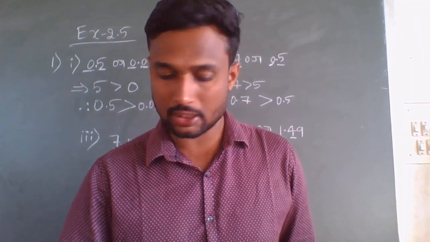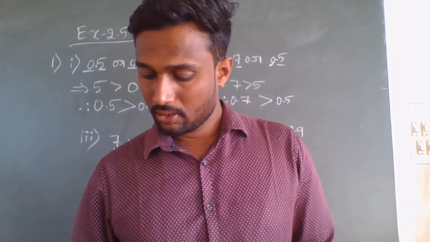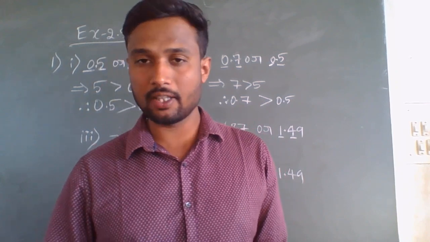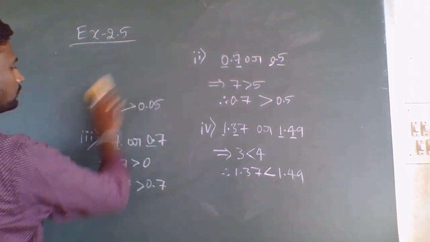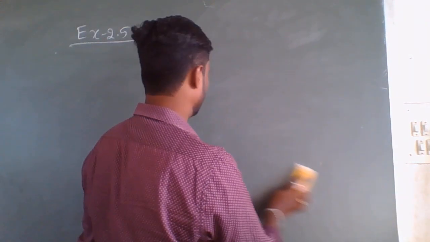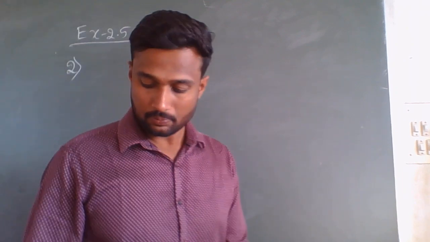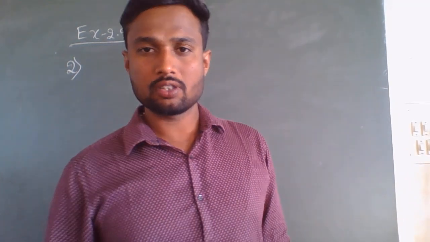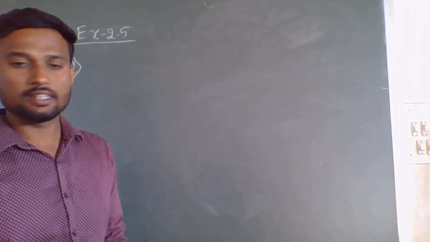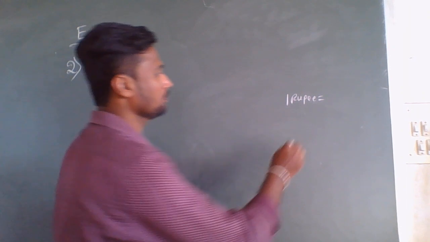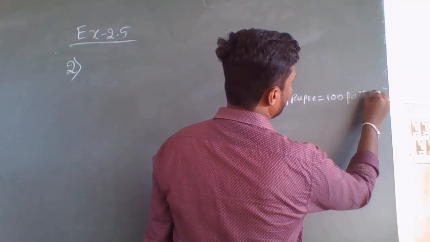Express as rupees using decimals. So here they have given numbers in paise. So we have to express these values as rupee values. Okay, so now in the second question they have given express as rupees using decimals. So before going to this problem, you should remember, and I have even discussed this in the introduction part, always 1 rupee equals 100 paise. Okay, 100 paise. 1 rupee equals 100 paise.